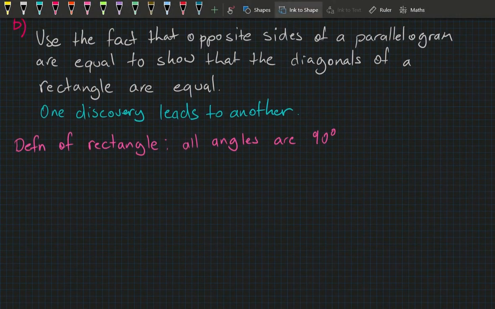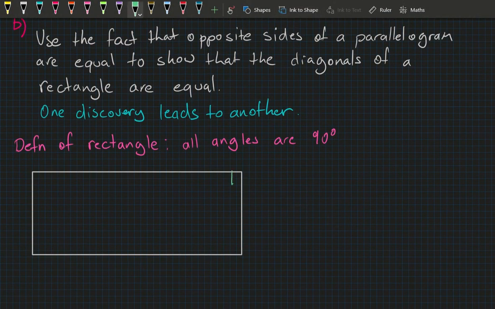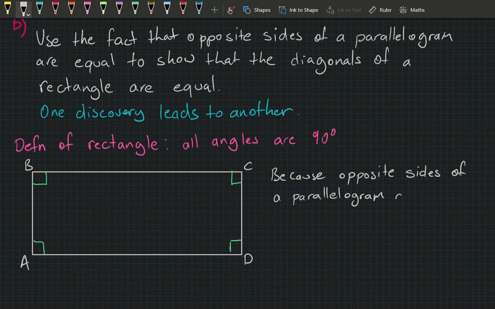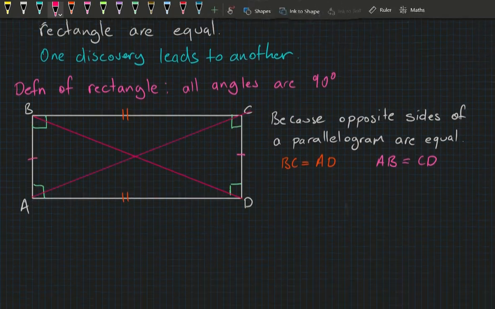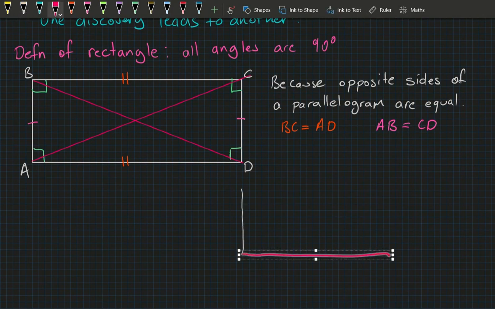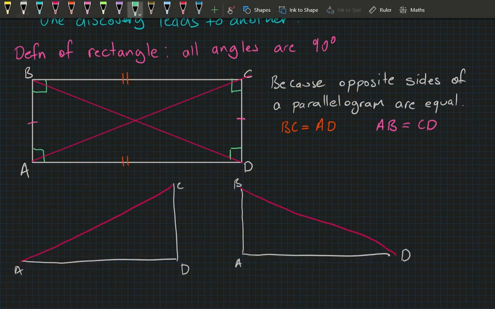So let's draw a rectangle with all the angles 90 degrees and mark in the points A, B, C, and D. Because a parallelogram's opposite sides are the same, BC has to equal AD and AB is equal to CD. Now let's draw in the diagonals. If we look closely, we can see two triangles in this rectangle, ABD and ADC. Let's mark in the side lengths and angles we've already got.